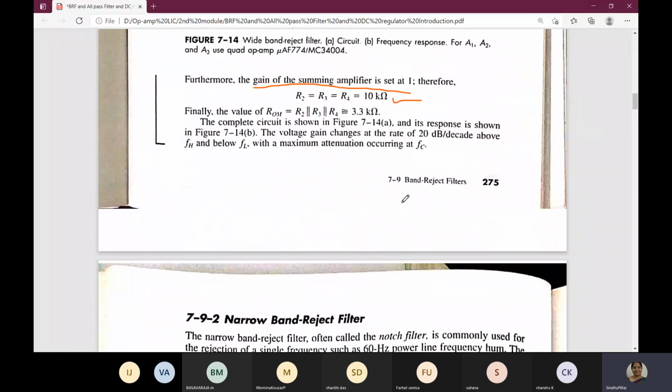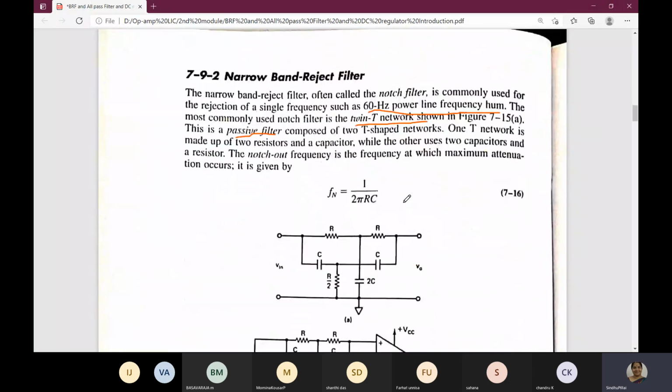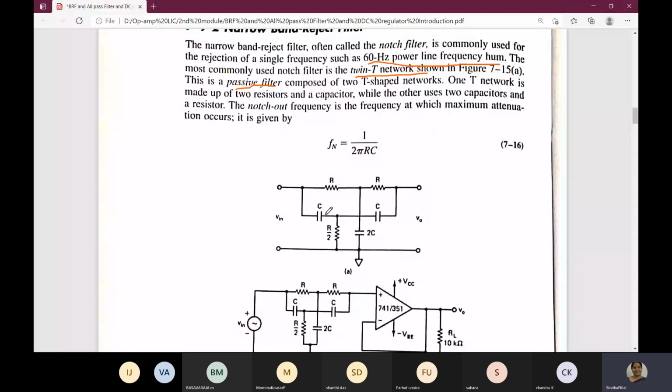Next we'll see what this narrow band reject filter is. Till now we have seen only active filters where an op amp was used. Here, without using an op amp, they design only a network. By seeing this network you can see that in electric circuit analysis we had seen a T network with 2 resistors and 1 capacitor, and 2 capacitors and 1 resistor, in a 2-port network. In the 2-port network we had seen this, and we had said that it is used for communication.